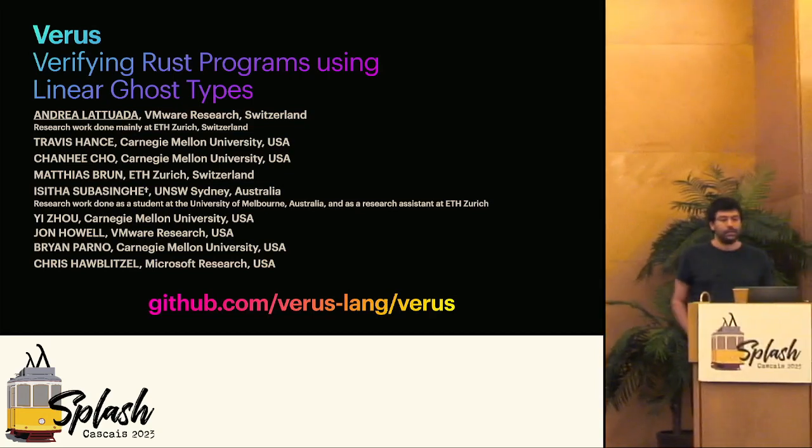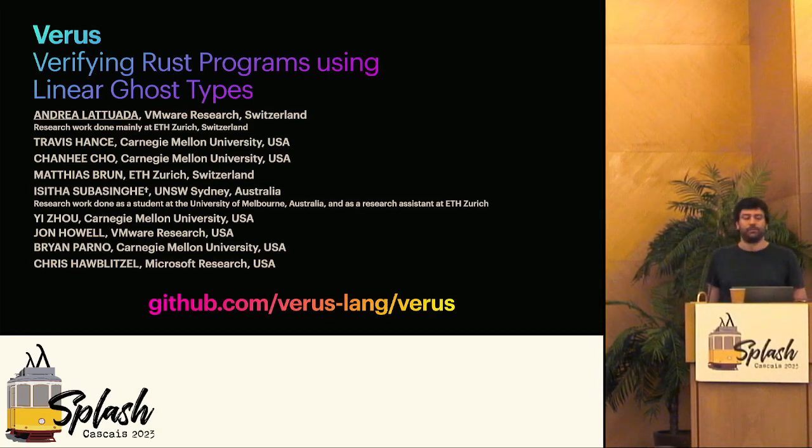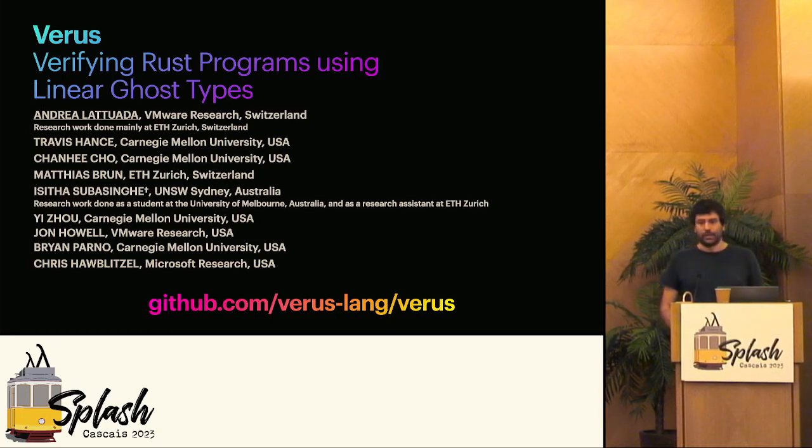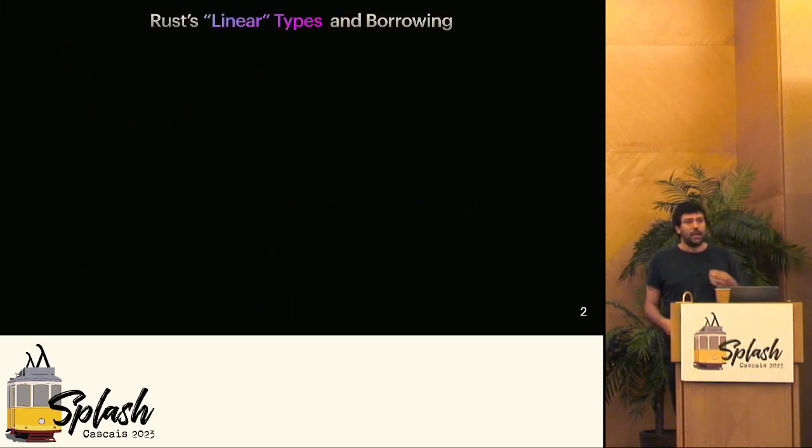I'm Andrea, and today I'm going to talk about Verus and how it verifies Rust programs using linear ghost types. So first of all, let me clarify what I mean by linear types here. We're talking about linear types as in Rust, so the Rust linear or ownership-based type system and its borrowing extensions.